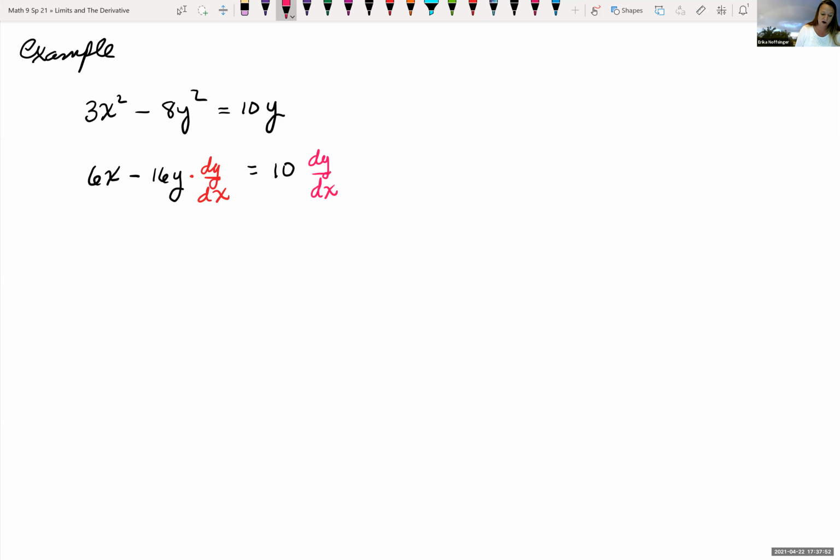So we want to solve for dy dx. And so we want to get all the terms that have dy dx on one side. So let's add 16y dy dx to both sides. And when we do that, we get 10 dy dx plus 16y dy dx.